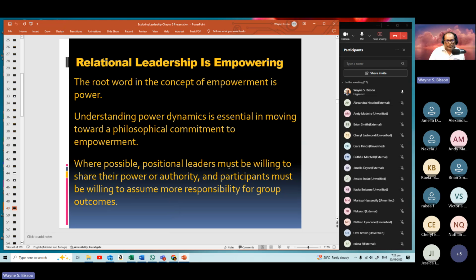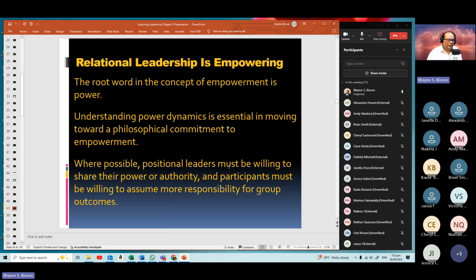So where does this power come from, and how do people end up in organizations with power? Positional leadership is one of the situations where power comes from. It means that if a leader has to empower people, they have to be willing to share their power with other people. Not only your power, but your authorization as well. You can't delegate or give somebody else something to do without the authority to do so.